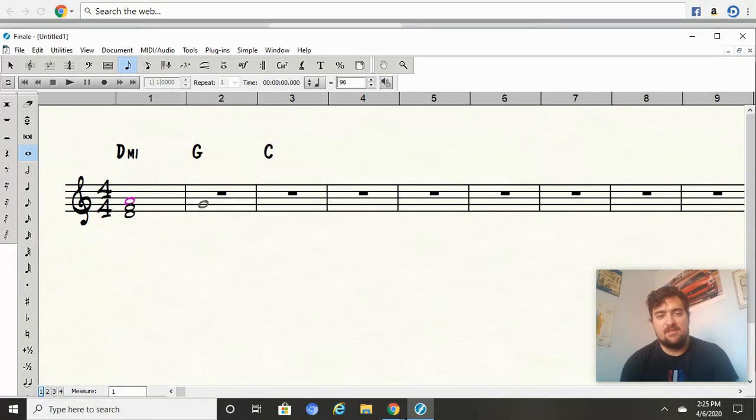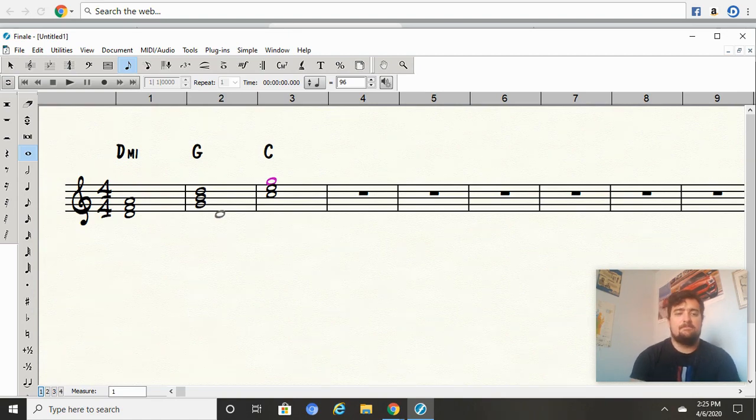So now let's go ahead and fill in our G. Start on G. Go up to B natural. Go up to D. There it is. There's our D minor, G, and then C. Let's just put it up here. C, E, and G. Right? It's all stacked thirds. And that's basically what it would look like.